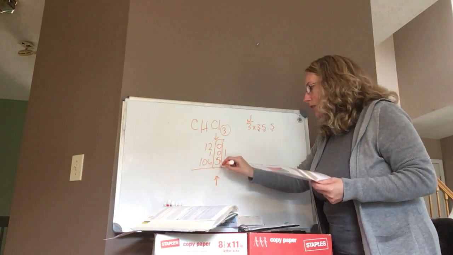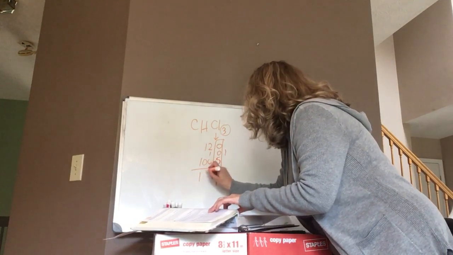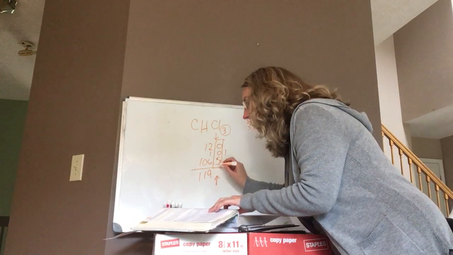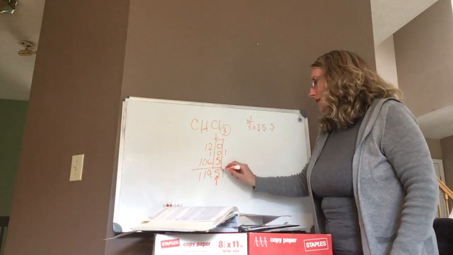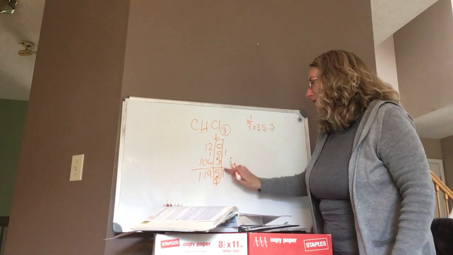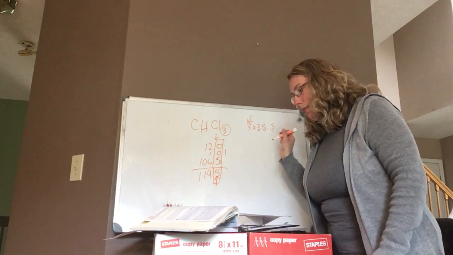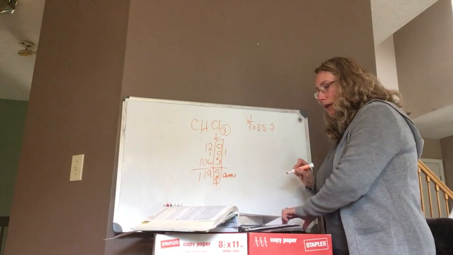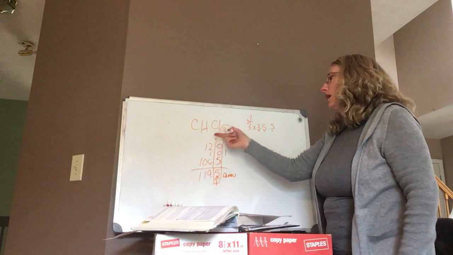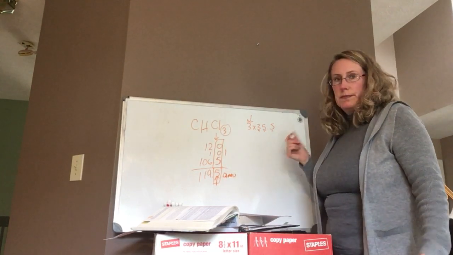I add these up, and I'm going to round to the least significant place. So I add them up, and I get 119.51, right? But when I round to the least significant place, it's in the tenths place, so the right answer is 119.5. And the whole point of the problem was to figure out how many AMUs it was. So if I had a molecule of this, it would weigh 119.5 AMUs. Okay?